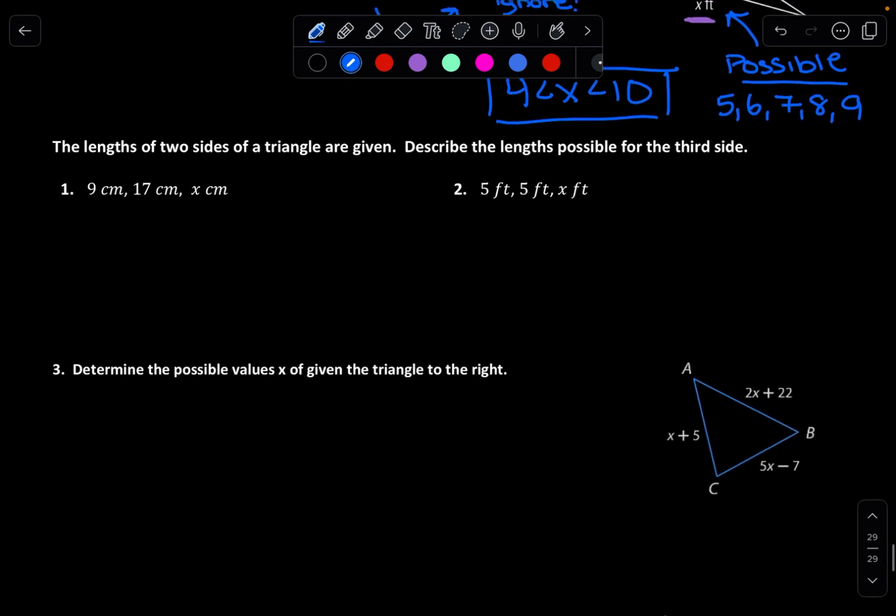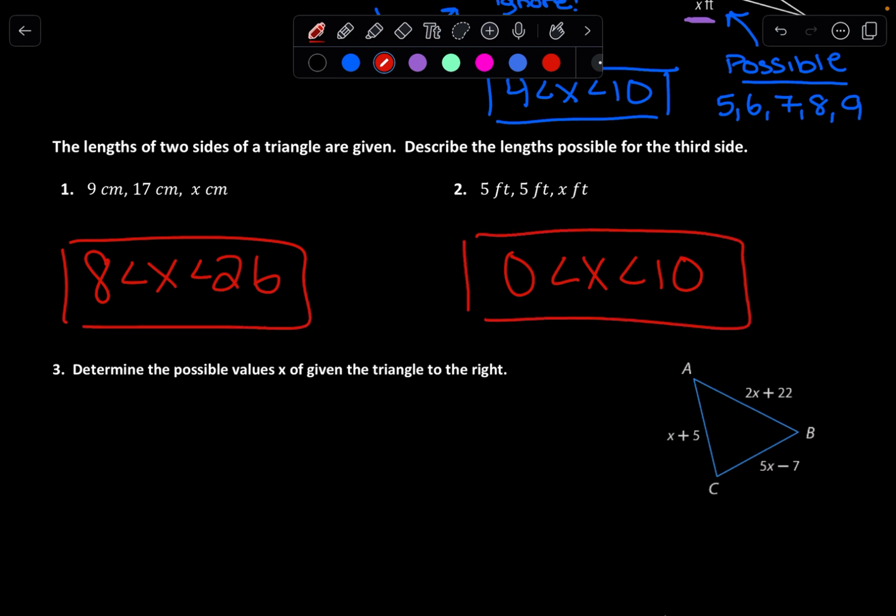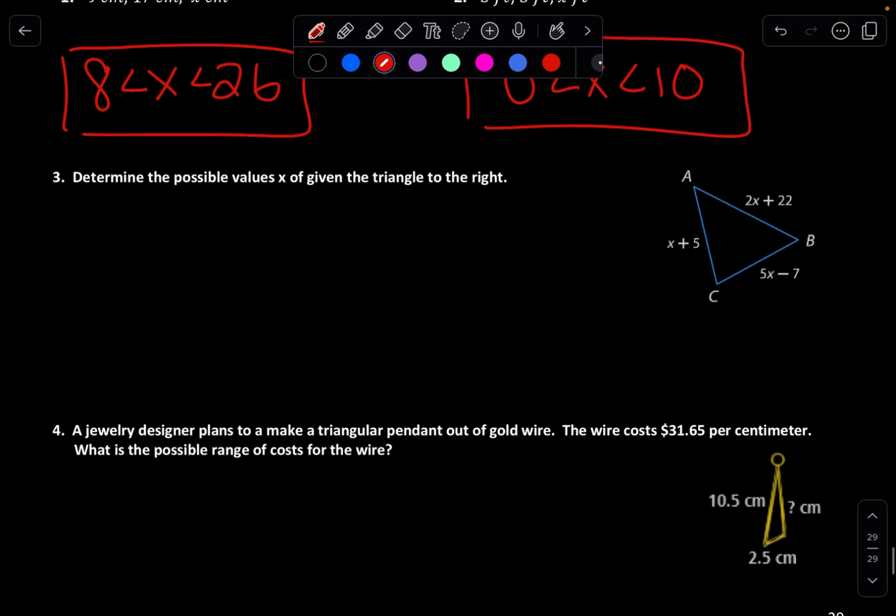So go ahead and try number 1 and 2, and then you can come back and check your answer. Pause the video so that way you can try those. Okay, so there's numbers 1 and 2 there, so you can check your answer. If you're confused where that came from, then make sure you ask on Thursday when I am back.